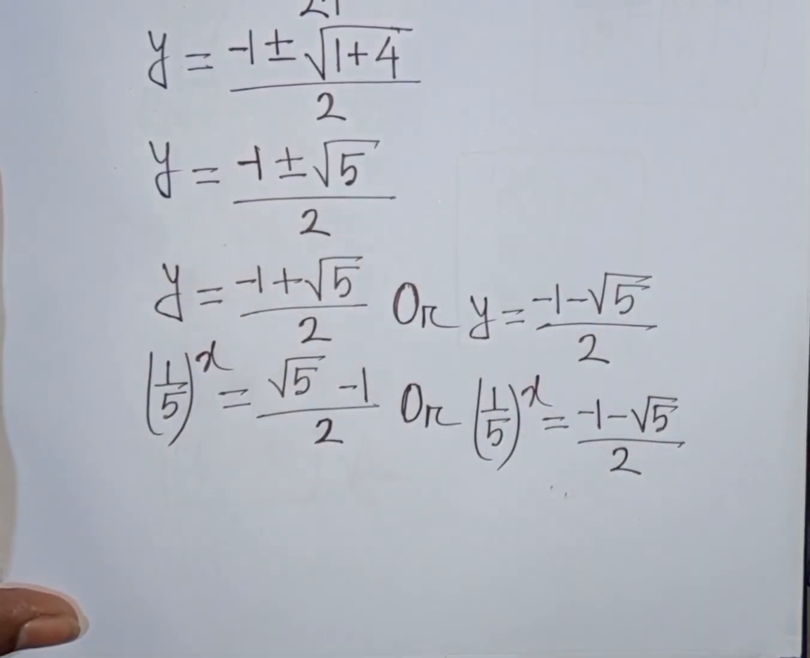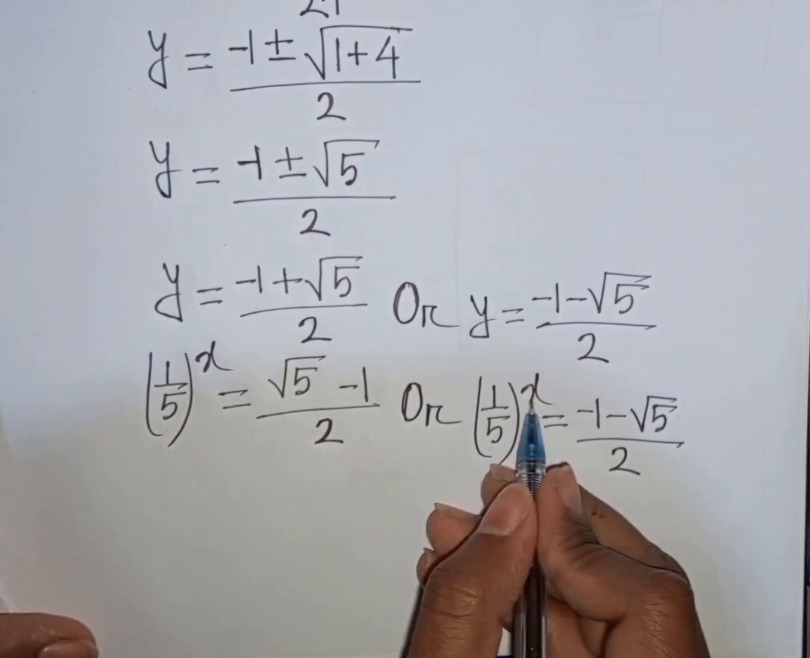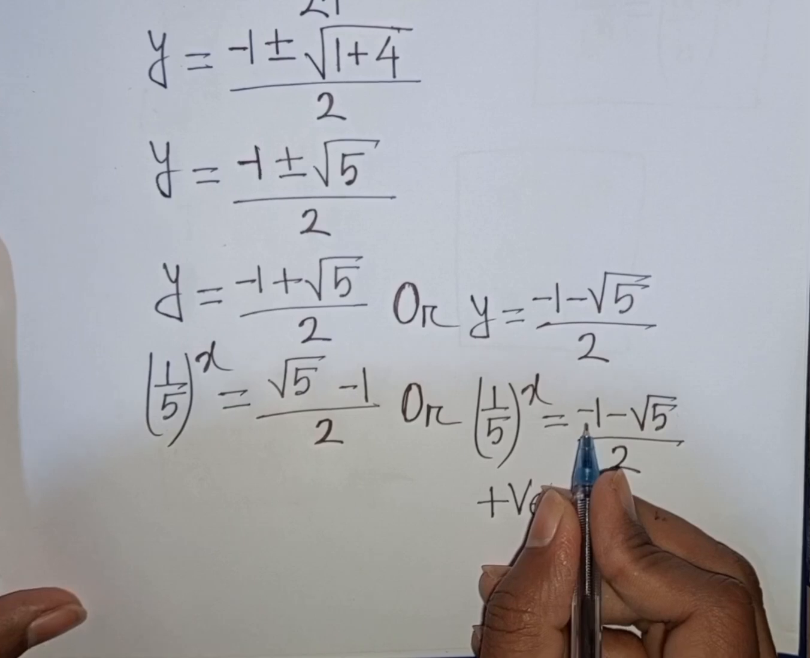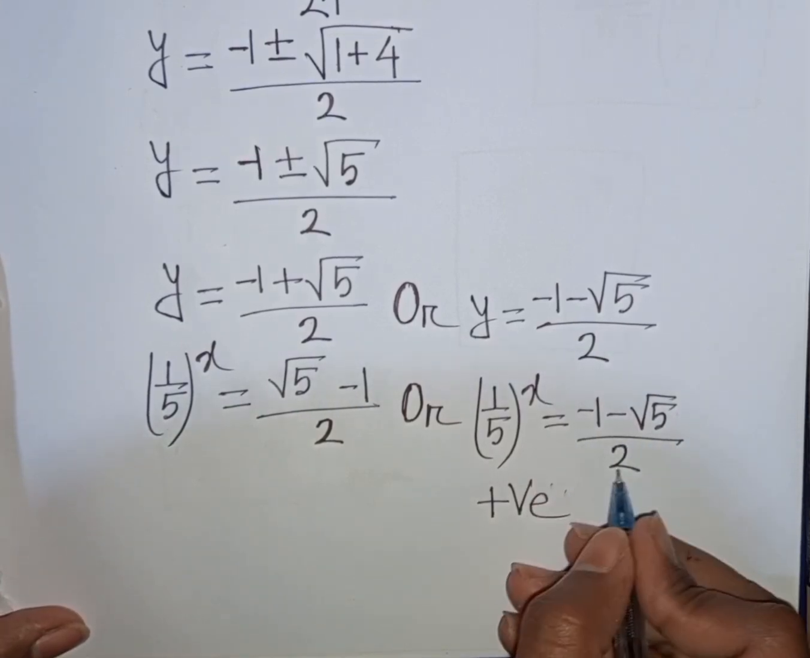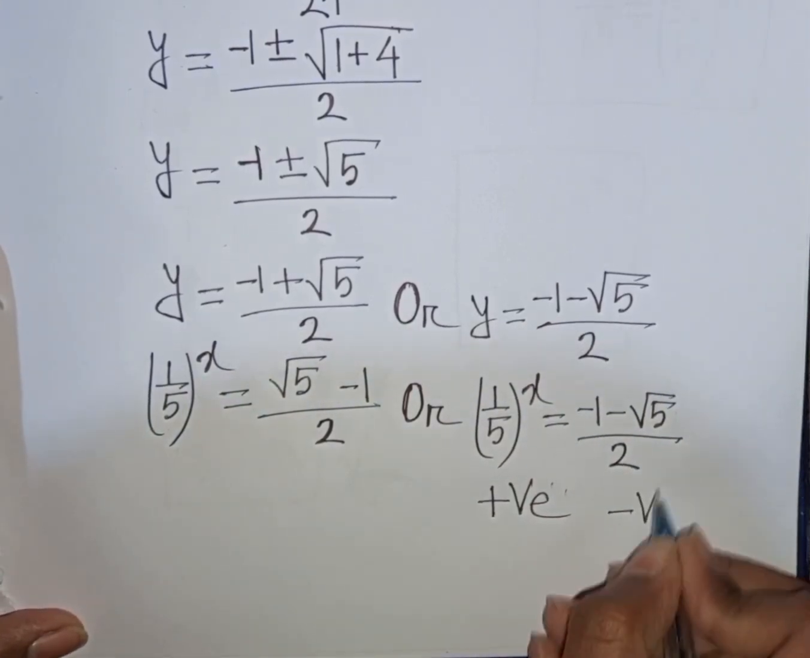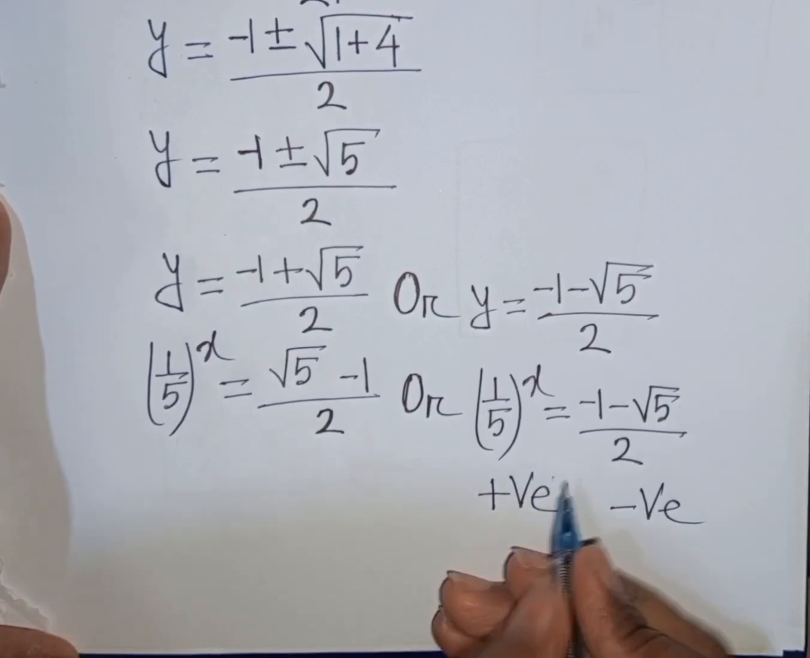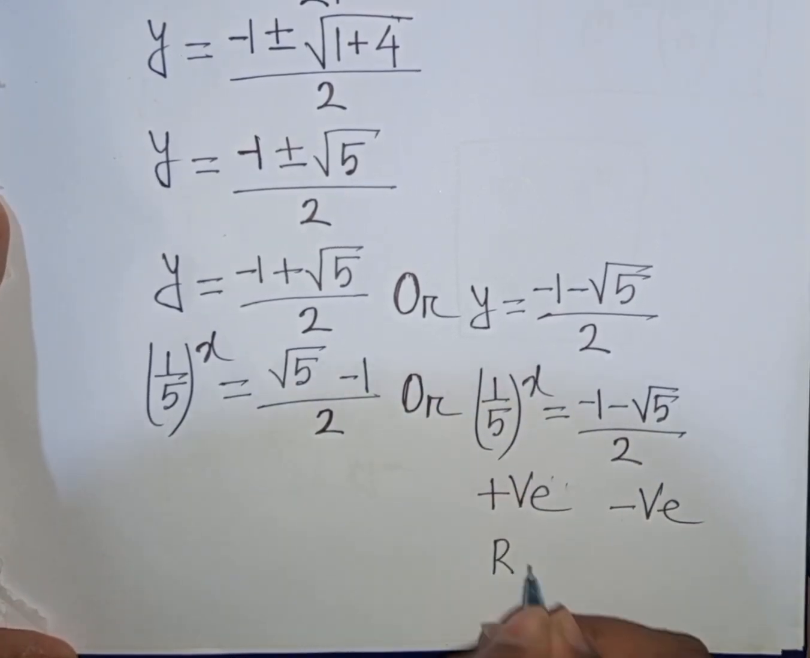Now we see (1/5)^x for any number is always positive, but (−1 − √5)/2 must be negative. So positive cannot be equal to negative, so this is rejected.